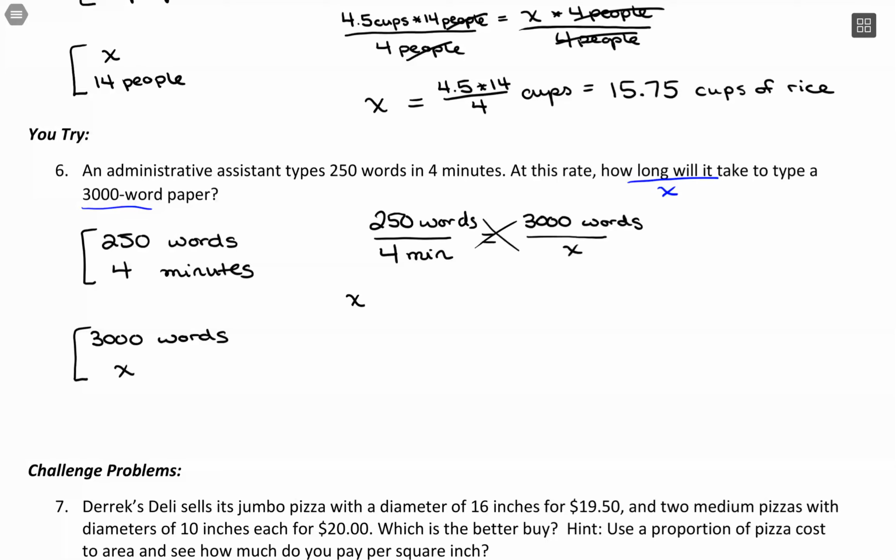Cross multiply, so we'll have x times 250 words equals 4 minutes times 3,000 words. And then we're going to divide both sides by 250 words.